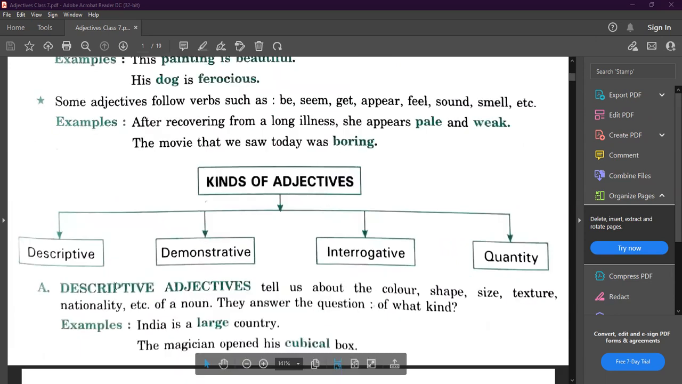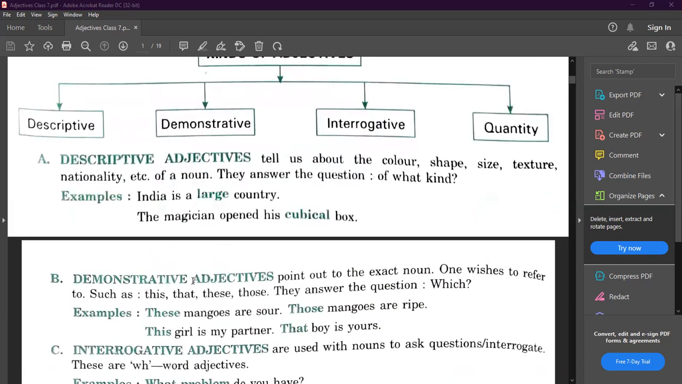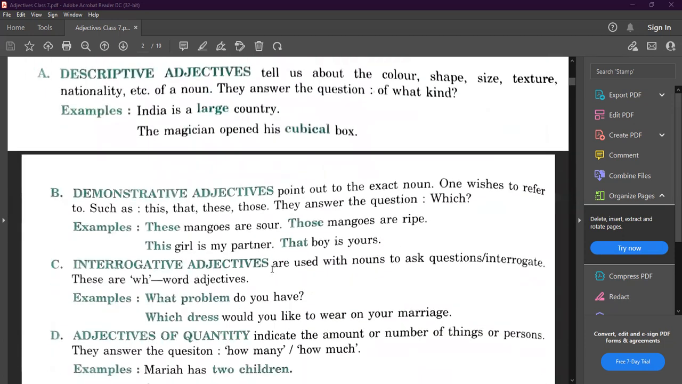So now, kinds of adjective: descriptive, demonstrative, interrogative, and quantity. Descriptive is a big class. So big is descriptive. Demonstrative means to point to the noun. Words like this, that, these, those are the signs of demonstrative adjectives. Interrogative: which, what, basically to ask questions.